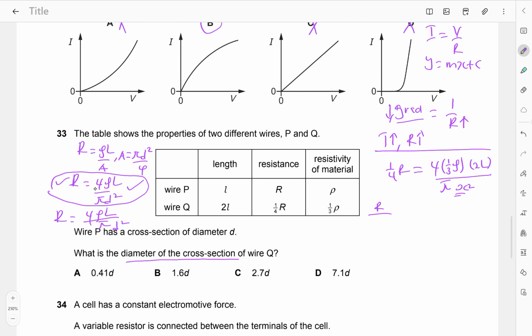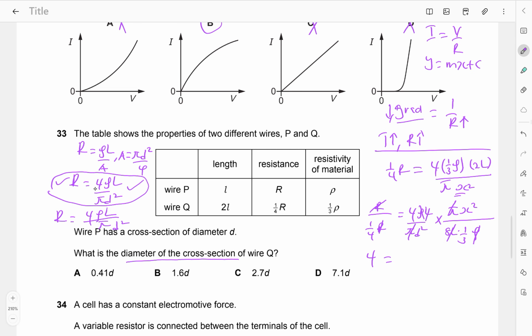So I have R over a quarter R is equal to 4 rho L over pi d squared. Now when I divide by this equation, I will get the reciprocal, so times pi x squared divided by 4 times 2L, that is 8L, times 1 over 3 rho. So some of these things cancel out. R has cancelled, 4 goes up. So I have 4 here equals to, pi has cancelled and rho has cancelled.